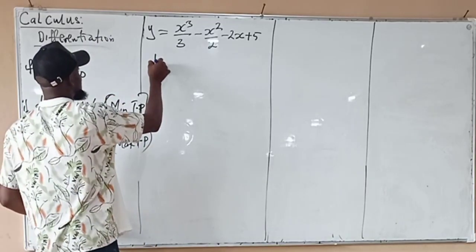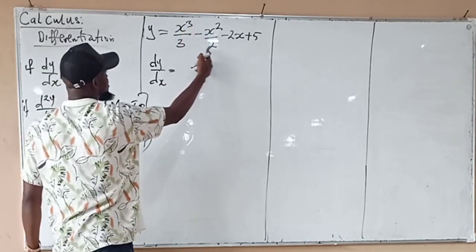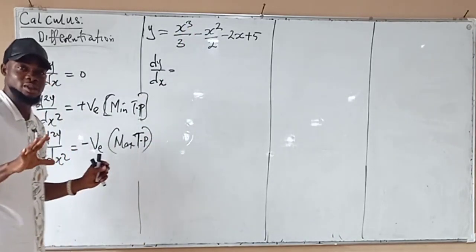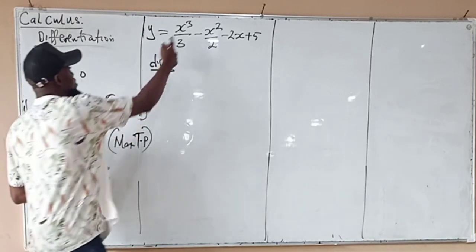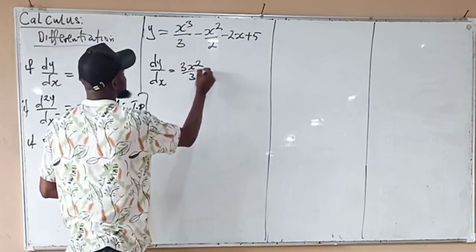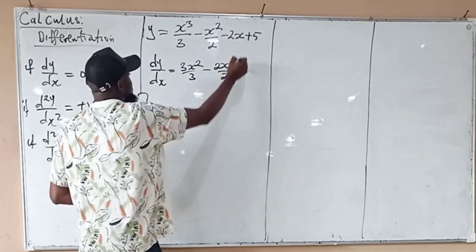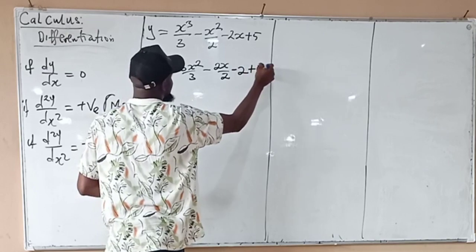So let's differentiate now to get our turning point. We're going to have dy over dx. Differentiate: the denominator doesn't have x, so you forget about the denominator and differentiate only the numerator. We're going to have 3 times x to the power 3 minus 1, which is 3x squared over 3, then x to the power 2 minus 1 is 1, 2x over 2. Differentiate, we have minus 2 plus 0.